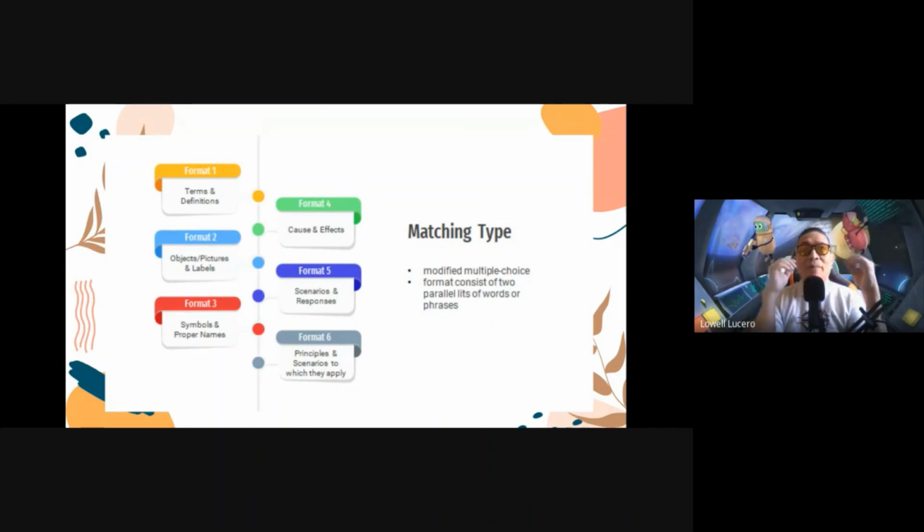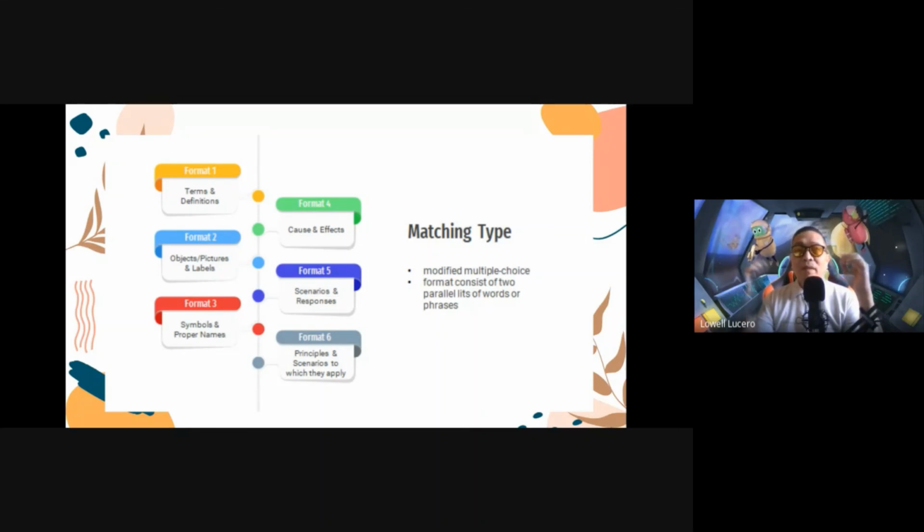However, some teachers use perfect match type tests but still lessen guessing. How? You can use items in the response column twice as an answer to column A. So when do you use it? Remember homogeneity of parallel concepts: terms and definitions, object pictures and labels, symbols and proper names, cause and effect. These are examples of parallel concepts. This is where you use a match type test.